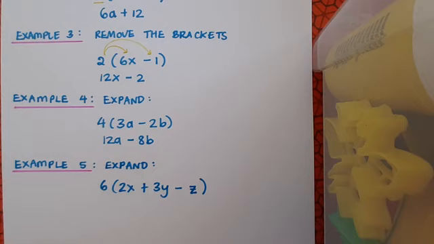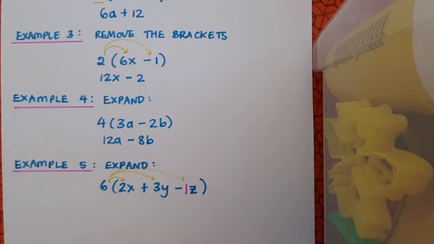Example 5 says expand 6(2x + 3y - z). Now, this time there are 3 terms inside the bracket, but it's still the exact same approach. You might notice that the x has a coefficient of 2, the y has a coefficient of plus 3, and the z has no apparent coefficient, but if you like, at this stage, you can put a 1 in there. So the coefficient of z is minus 1.